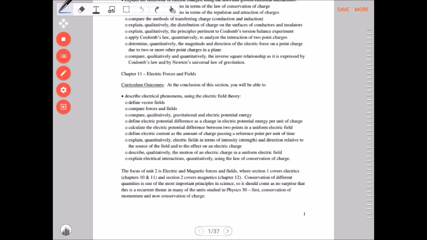Otherwise, here down at the bottom, the focus of Unit 2 is electric and magnetic forces and fields. Section 1 covers electrics and Section 2 covers magnetics. Conservation of different quantities is one of the most important principles in science, so it should come as no surprise that this is a recurrent theme in many of the units studied in Physics 30. Last unit, you had conservation of momentum, and now in Unit 2 we're going to have conservation of charge.